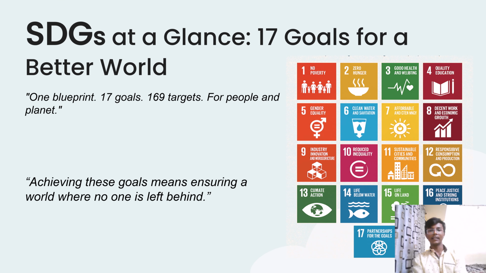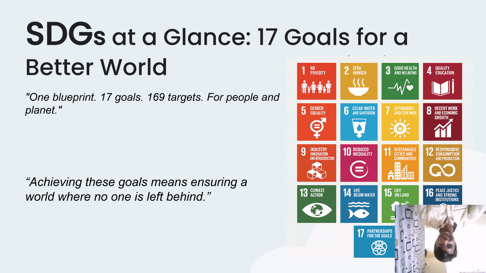And next comes the SDGs at a glance, 17. Okay, this is a glance of this. The main aim is one blueprint, 17 goals, 169 targets for people and for the planet. All the SDGs are for people and the planet. This is for the future, not the present, guys. Think for the future. Achieving these goals means ensuring a world where no one is left behind. I told you in the first itself, we should not leave anyone behind. We have to do it.